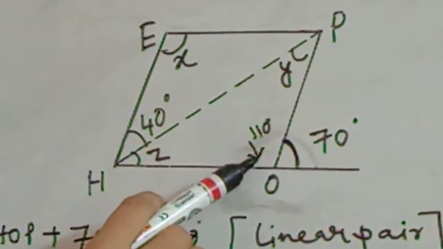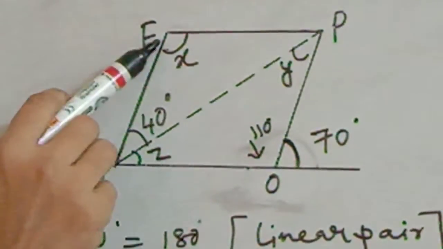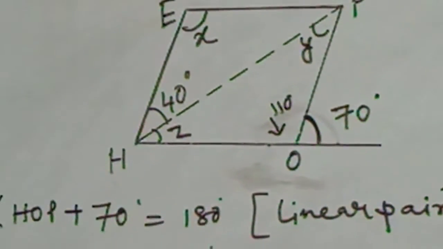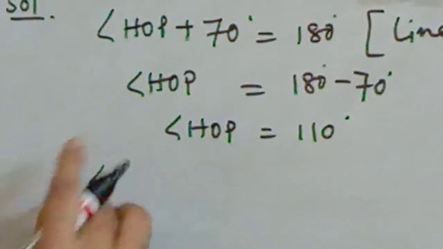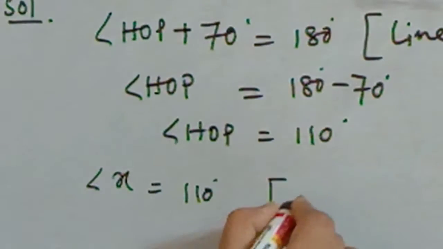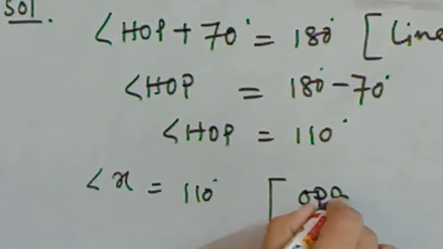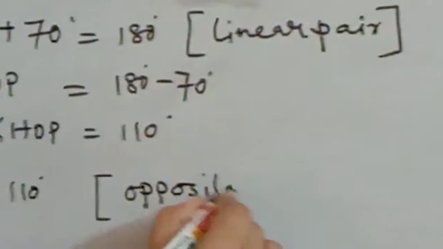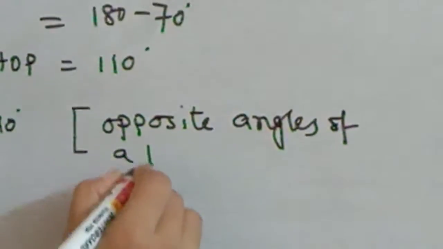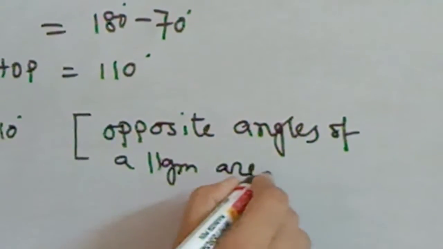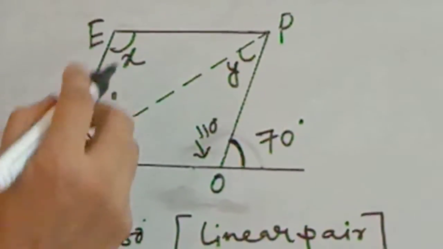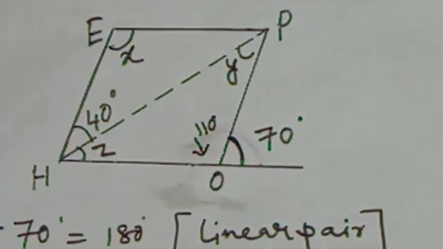Now with the help of this 110, can you find angle X? Yes, the reason is opposite angles of the parallelogram. Now the value of X is equal to 110. Why? The property you are using: opposite angles of a parallelogram are equal. So you have found the value of X. Now you have to find out the rest.